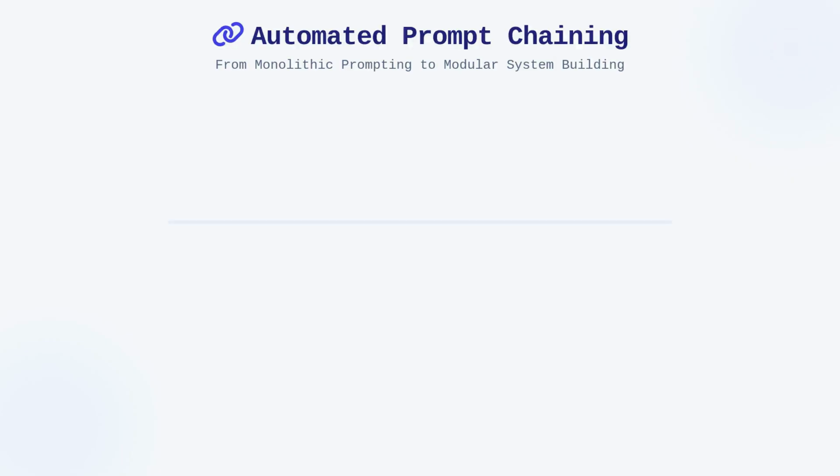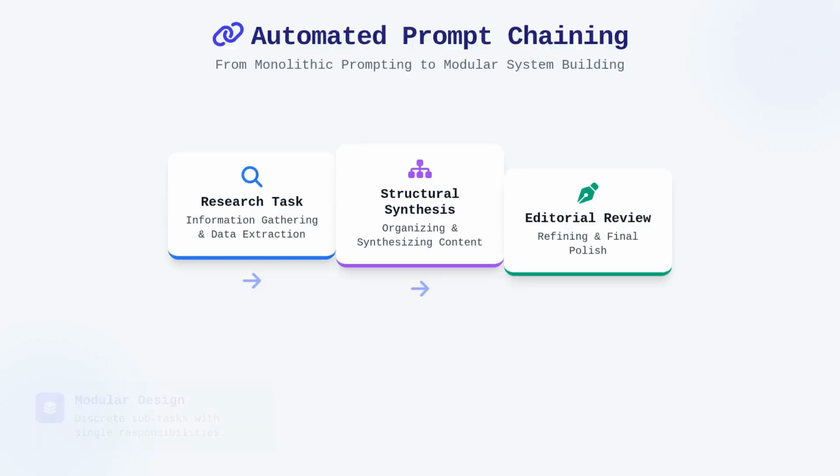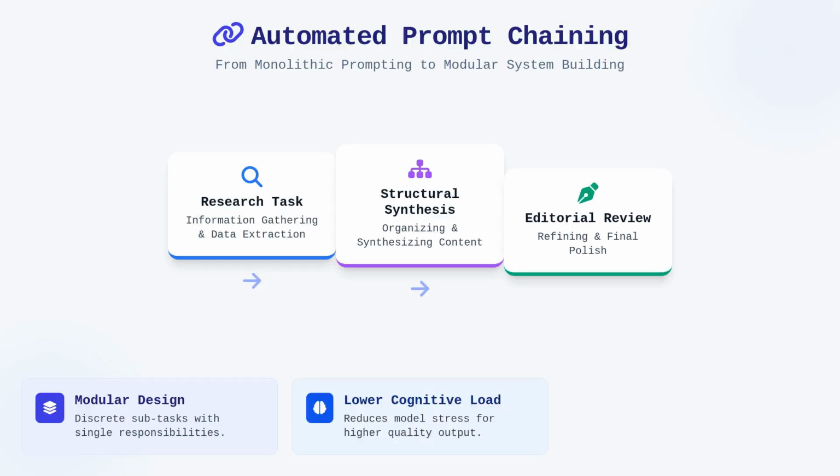Imagine you're building an automated content pipeline for technical documentation or research reports. You might start with a research prompt task, move to a structural synthesis prompt, and finish with a refined editorial review. This approach mimics a modular software design where each component has a single, well-defined responsibility. As we transition from simple prompting to system building, we naturally move toward these non-coded workflows that provide far greater reliability than trying to force a model to do everything at once. When we isolate each step, we significantly reduce the cognitive load for the model, which often translates into higher quality outputs.